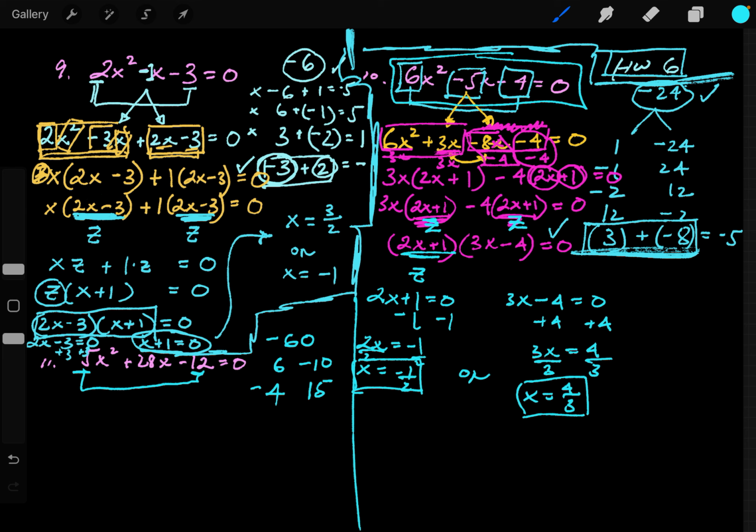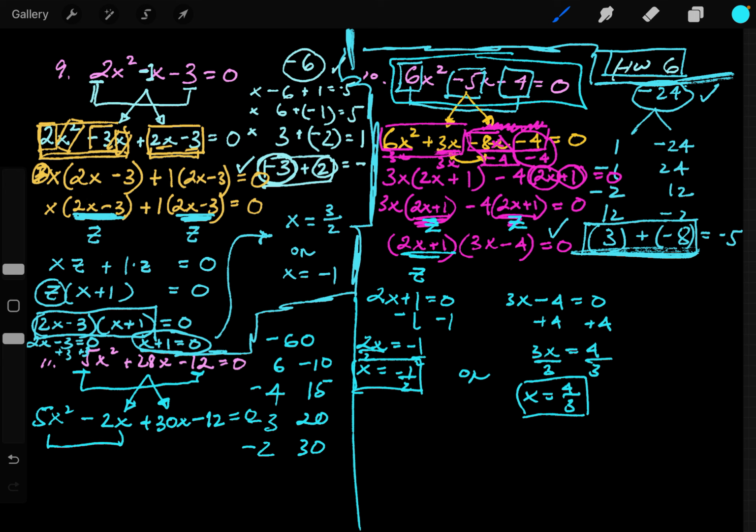So now, let's see, what else? 3 and 20. And then what else? 2 and 30. 2 and 30 do it. I tried a few different things real quick, but 2 and 30 are what I need. Because if I make it negative 2 times 30, that's negative 60, yes? And then negative 2 plus 30 is 28. So I have how to split this: 5x squared minus 2x plus 30x minus 12 is equal to 0.